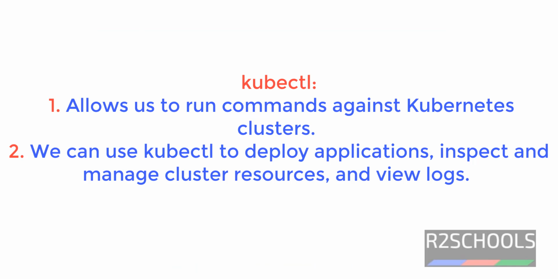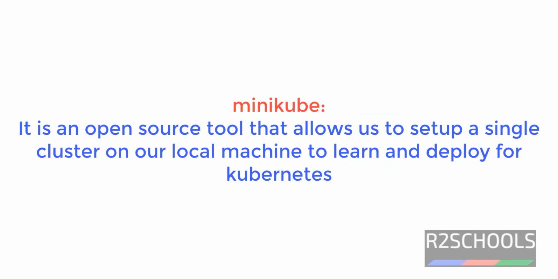Kubectl allows us to run commands against Kubernetes clusters. We can use it to deploy applications, inspect and manage cluster resources and view the logs. And Minikube is an open source tool that allows us to set up a single node cluster on our local machine to learn and deploy for Kubernetes.